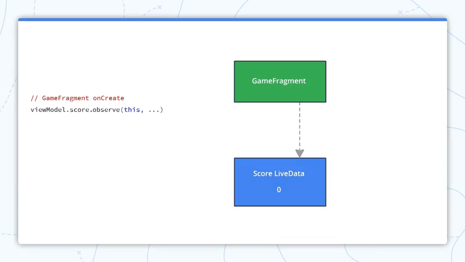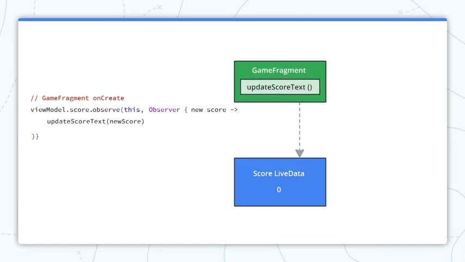The next thing you need to do is pass it an observer object. This is an object with just a single method in it, onChanged. Using a lambda expression, we can simplify this to just the word observer with curly braces. This is the code that gets called whenever the score changes. I'm going to have it call update score text, passing in the new score.